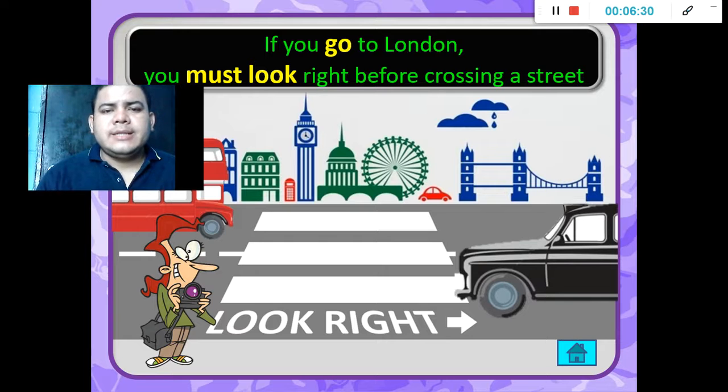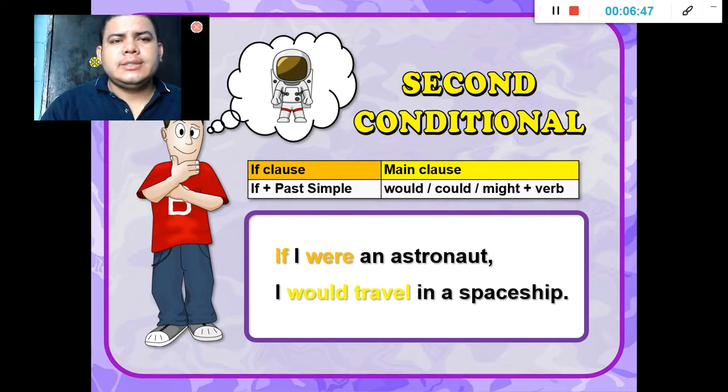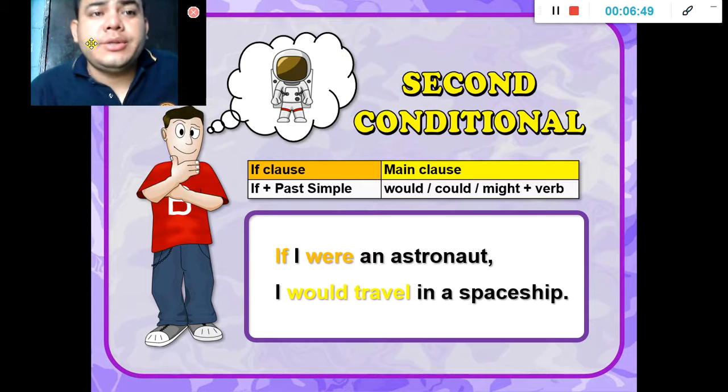Okay, so this is basically the first conditional, and now we are going to study the second conditional or the unreal conditional also. In the second conditional, we have basically, this is called, guys, the unreal conditional, or second conditional. In this case, we are going to use this conditional to talk about hypothetical situations. I mean, situations that are not real.